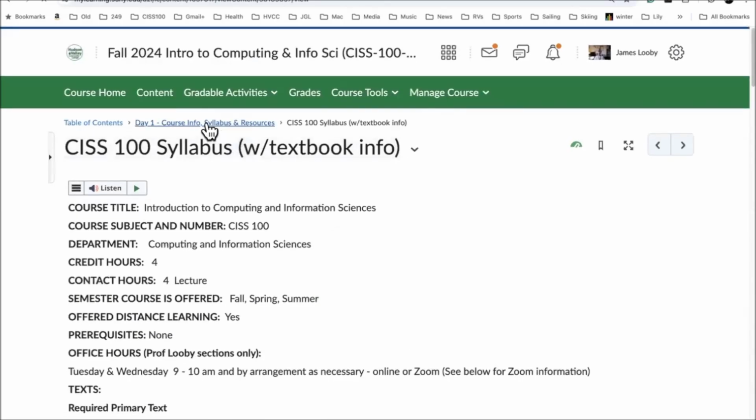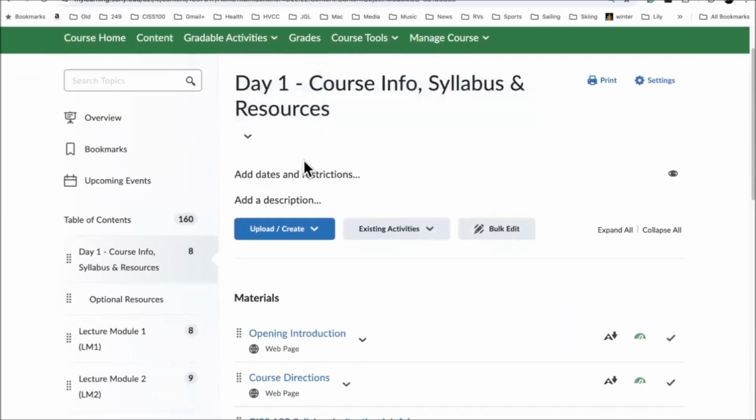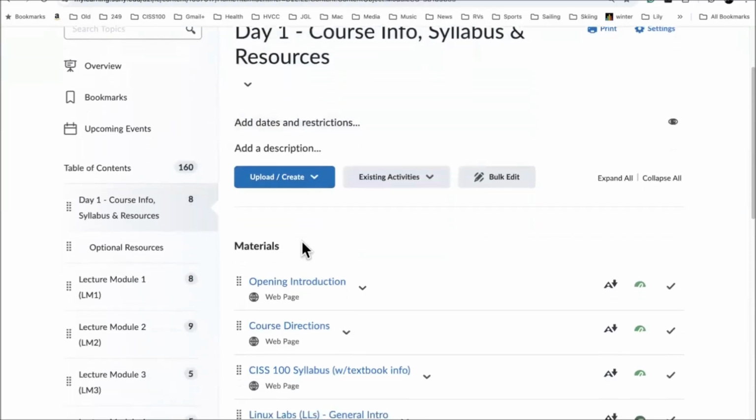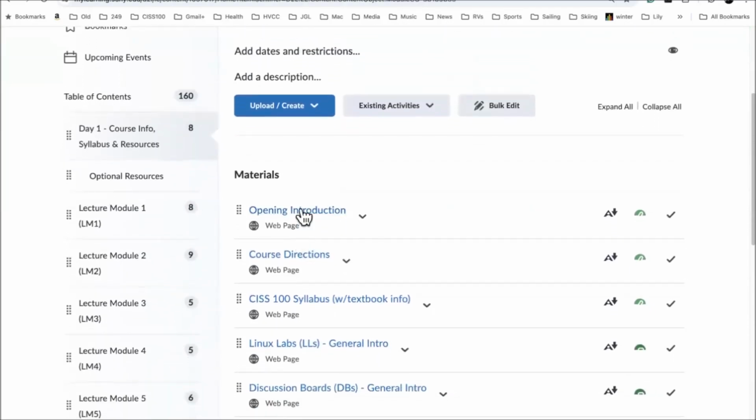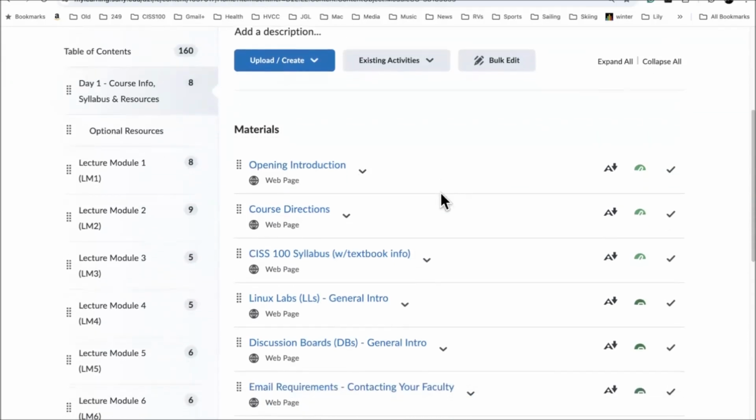I'm going to go back to the content area, that is the day one course info, syllabus, and resources. I'll introduce this in a minute. There is an opening quiz on this course information. It's really just to make sure that everyone has read the syllabus and is aware of the framework and what's required. The quiz can be taken over and over, so you can pad your grade and get a 20 out of 20 on it. But that is rather important.